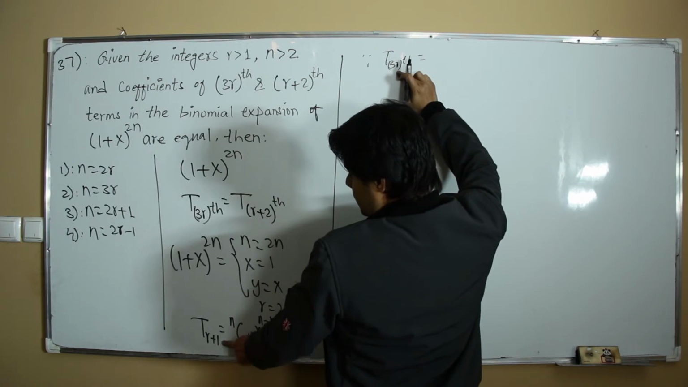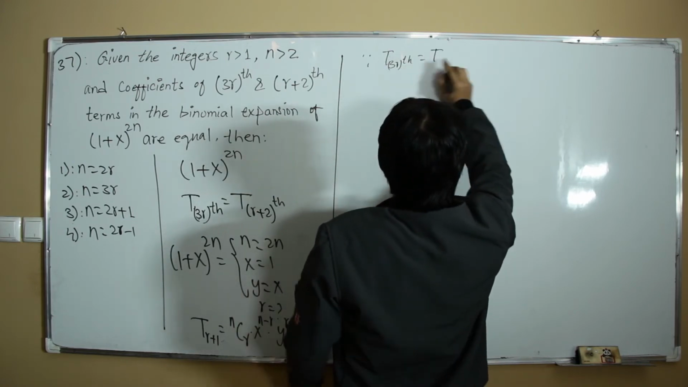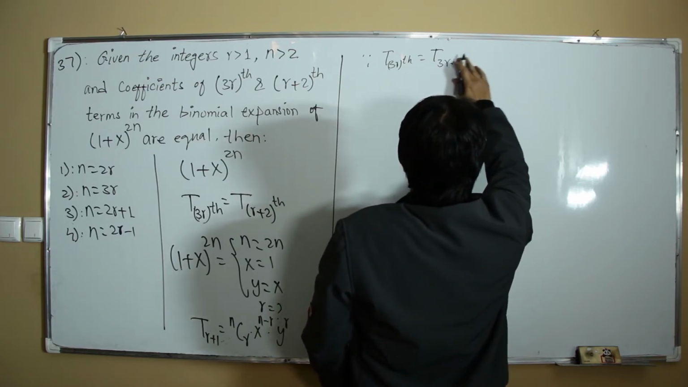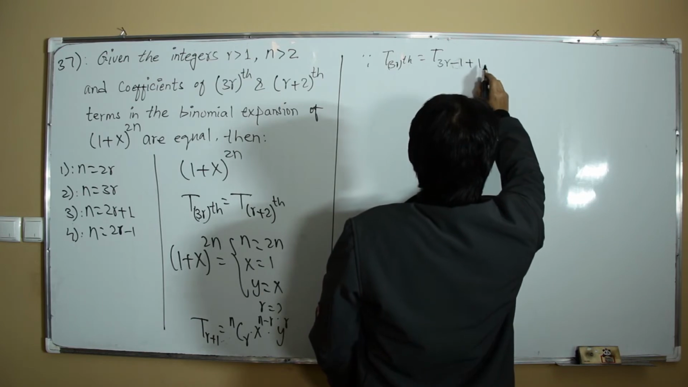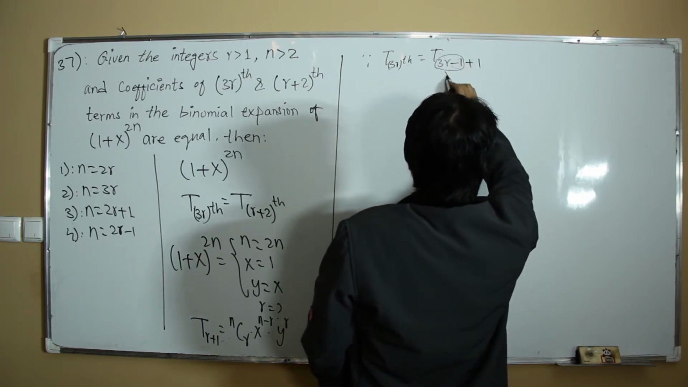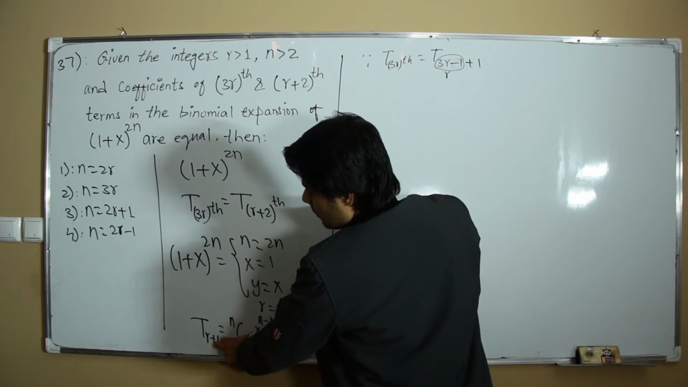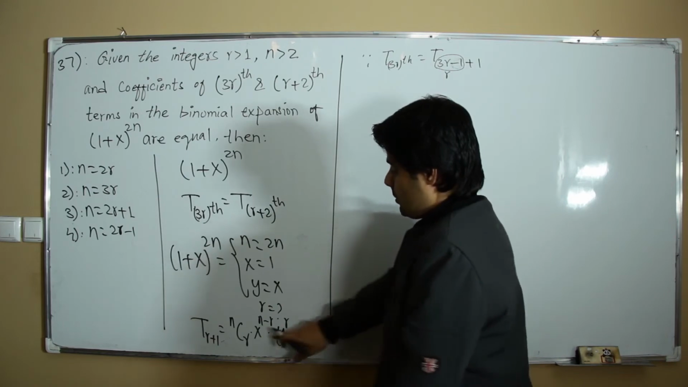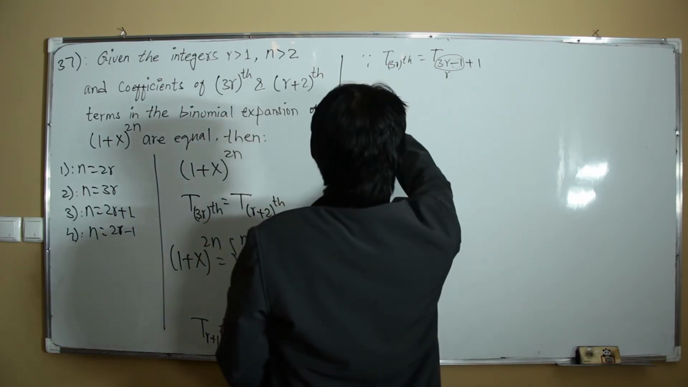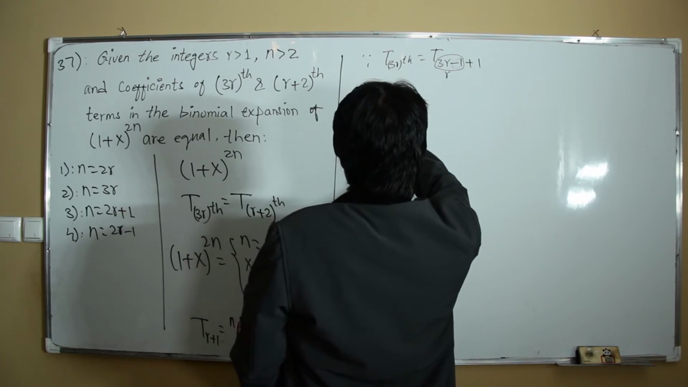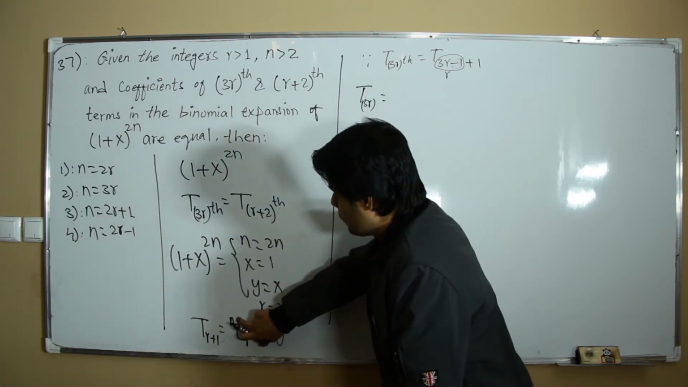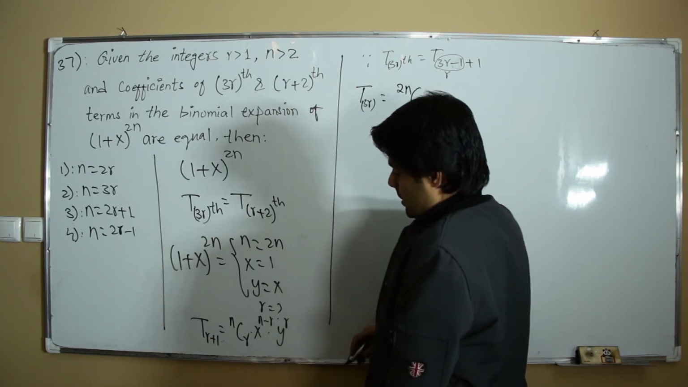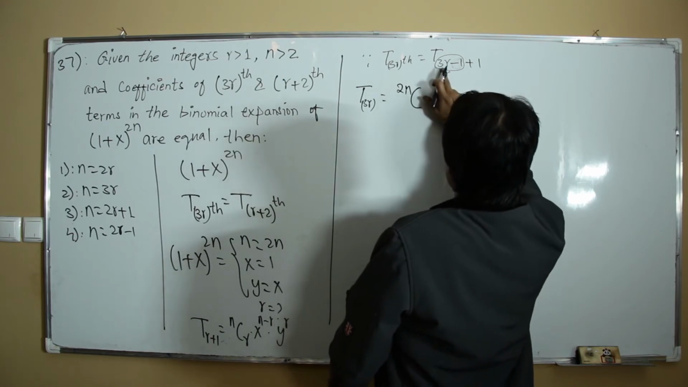Now this one should be written like this one. So can I write this one 3r minus 1 plus 1? Yes. First I have to write minus 1, then plus 1. Why? Because this is our r, this is our r plus 1. Now you can put this formula. So the formula for this one is t 3r term is n, what's n? 2n, C r. What is r? 3r minus 1.